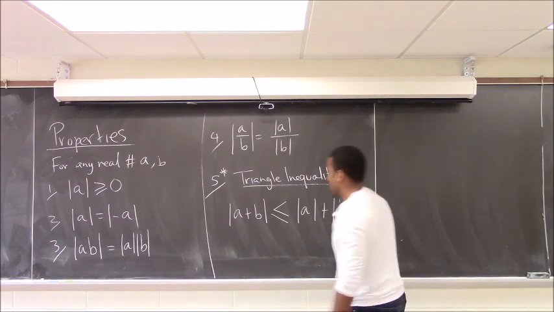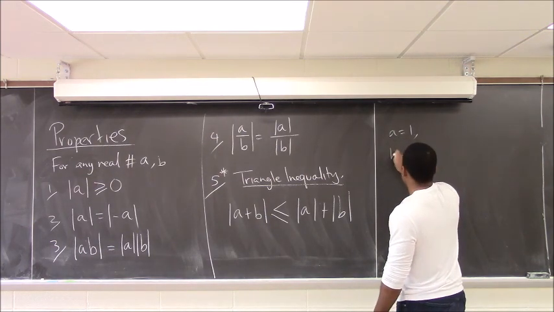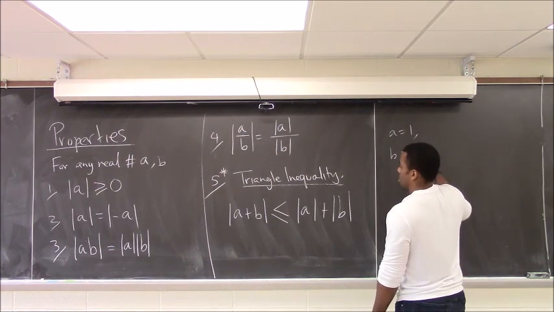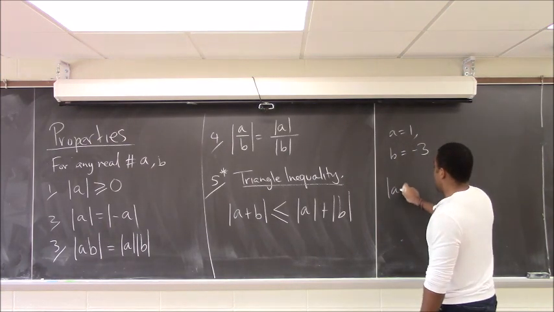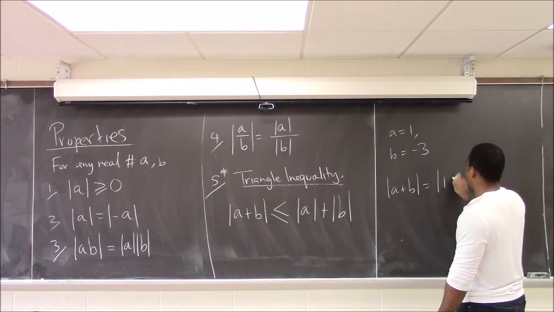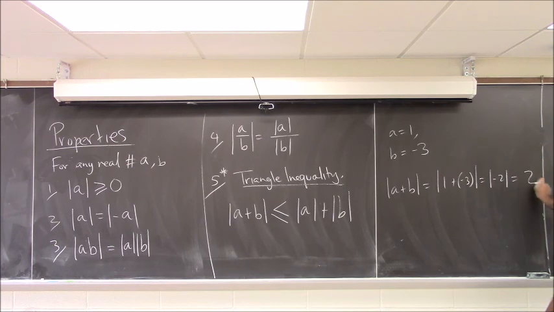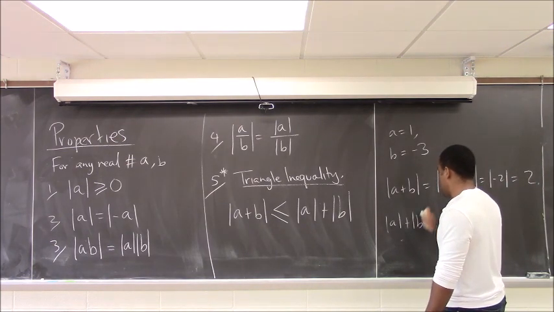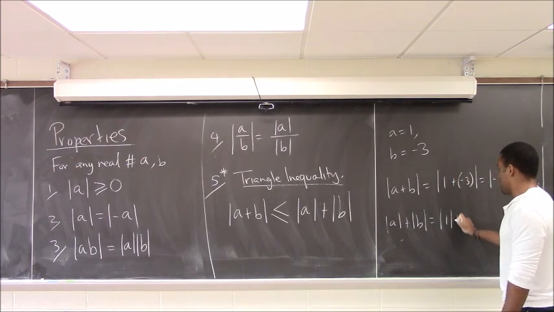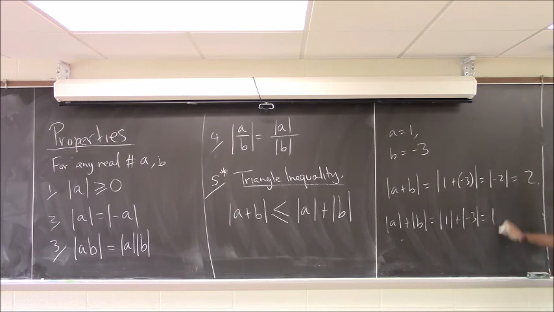Let's say I have A equals 1 and B equals -3. Then, if I have the absolute value of A plus B, this is just 1 plus -3. That's going to give you -2, which you know is 2. Whereas if I give you the absolute value of A plus the absolute value of B, that's going to be the absolute value of 1 plus the absolute value of -3. We know the absolute value of 1 is just 1, the absolute value of -3 is just 3, and I get 4. Notice that this is bigger.